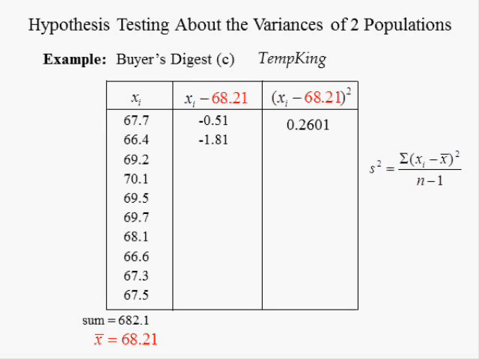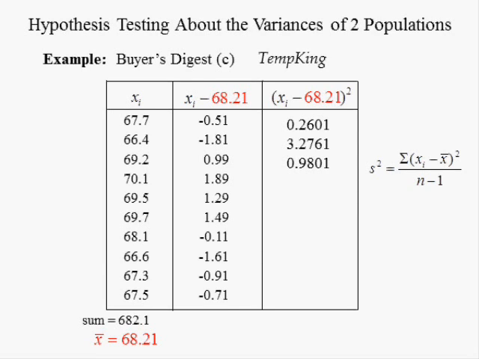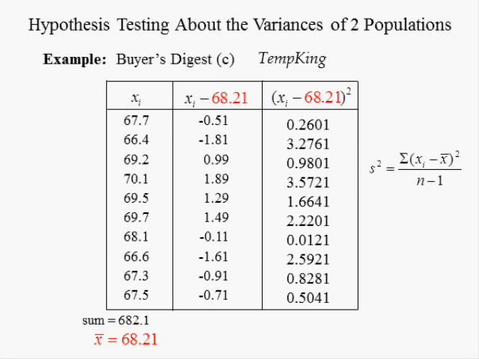The second deviation from the sample mean is negative 1.81 degrees. The second squared deviation from the sample mean is 3.2761 degrees squared. The third deviation from the sample mean is 0.99 degrees. The third squared deviation from the sample mean is 0.9801 degrees squared. The remaining deviations from the sample mean range from negative 1.61 to 1.89 degrees. The remaining squared deviations from the mean range from 0.0121 to 3.5721 degrees squared.